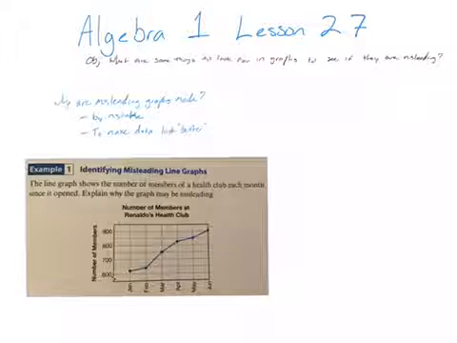So here, this is example 1. It says the line graph shows the number of members of a health club each month since it opened. Explain why the graph may be misleading. Let's just look at the graph for a second. This axis over here says the number of members, and down this scale down here is the months, so January, February, March, April, May, June, etc. So this is just representing the number of members per month.